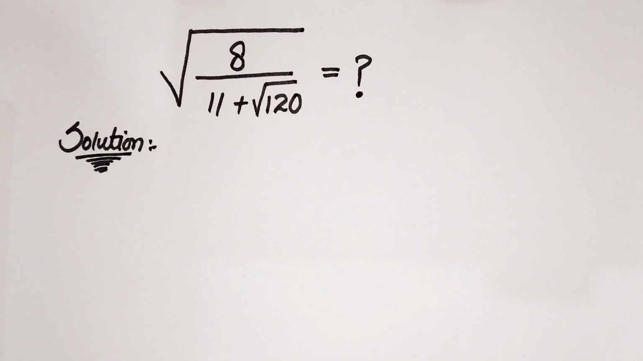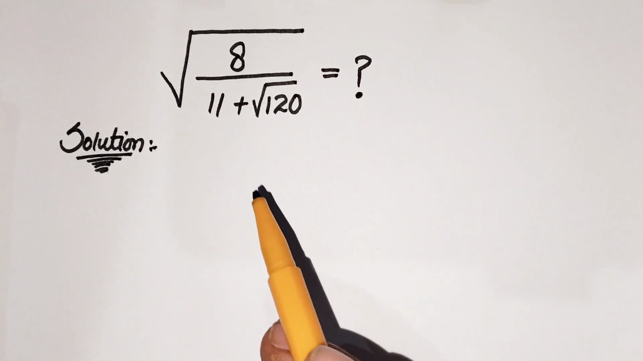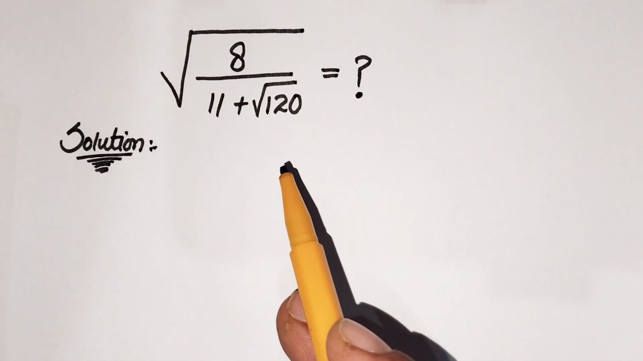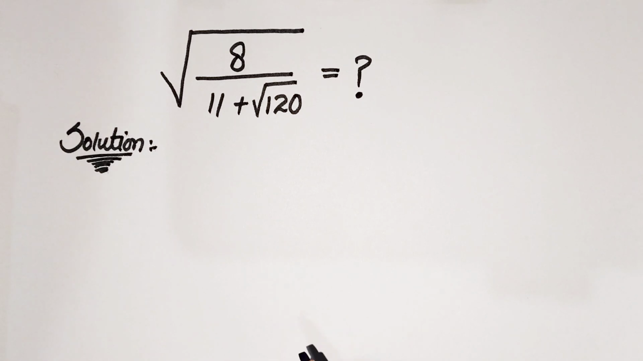So today we have a nice square root algebraic problem. Here we have 8 over the square root of 11 plus the square root of 120. So we have to simplify this problem.